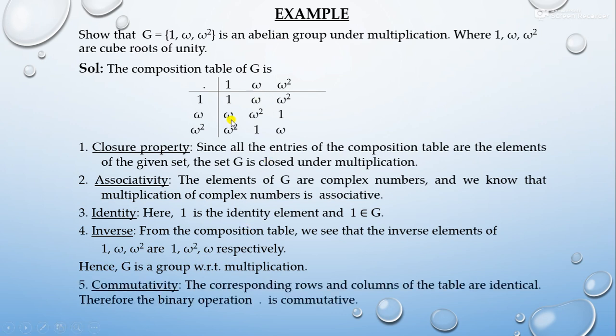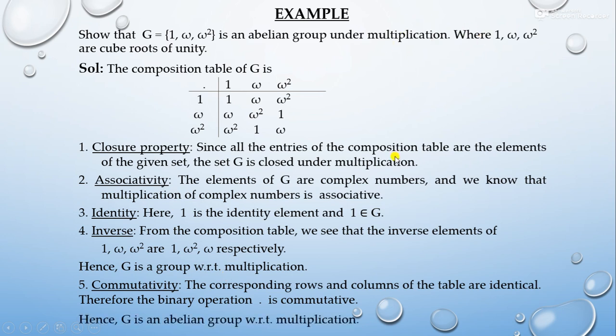So you can check commutativity: our first row is 1, omega, omega square, and the first column is 1, omega, omega square. Second row omega, omega square, 1, and second column omega, omega square, 1. Third row omega square, 1, omega, and column omega square, 1, omega. So we can see that each row and the corresponding columns of the table are identical. So we can say that this holds the commutative property. So if it holds all these properties, our G is an abelian group under multiplication.